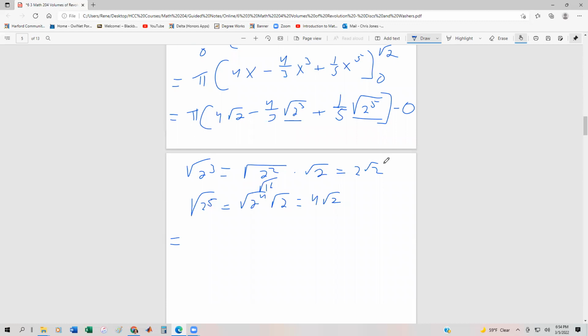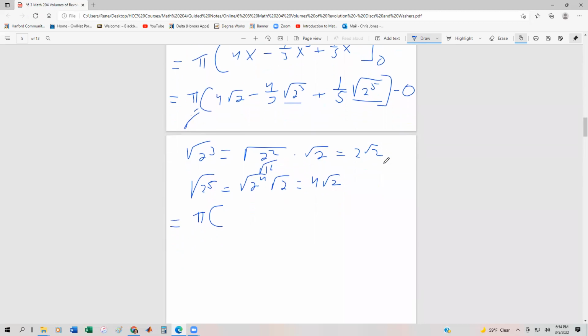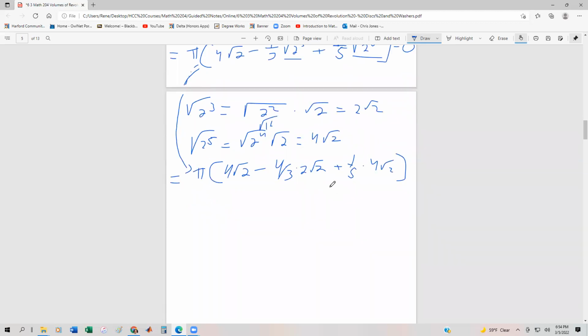And so we're going to get pi, and we're just bringing this down at this point. Okay, so now we're just going from what we had before. So this is going to be still 4 roots of 2 minus 4/3, excuse me, times 2 roots of 2. And then finally, plus 1/5 times 4 roots of 2. All right. And so now we can simplify a little bit more. So this is going to be 4 roots of 2 minus 8/3 roots of 2 plus 4/5 roots of 2.